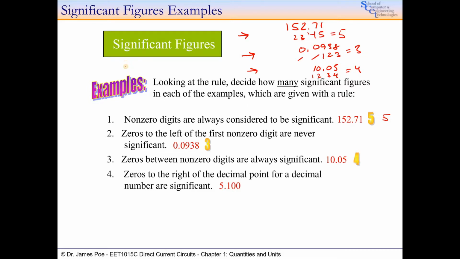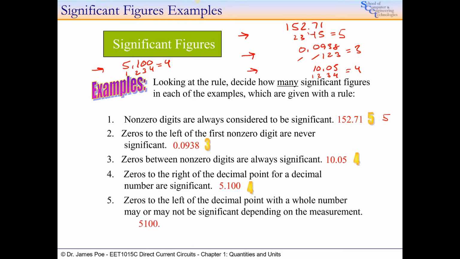Alright, so we've got 5.100. Again, it's present. Start on the Pacific side. We count it. It's non-zero. We count it. Not a 0. We count it because we've already hit others that aren't 0, and we count it. So this one has 4. Perfect.